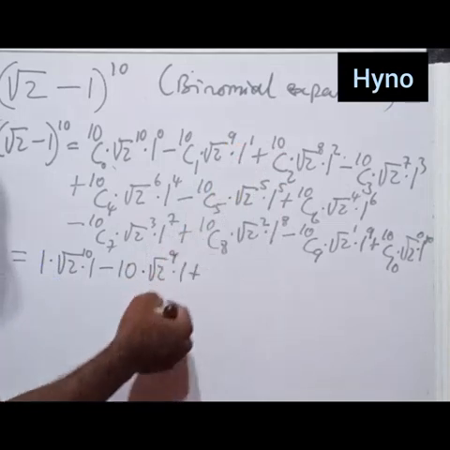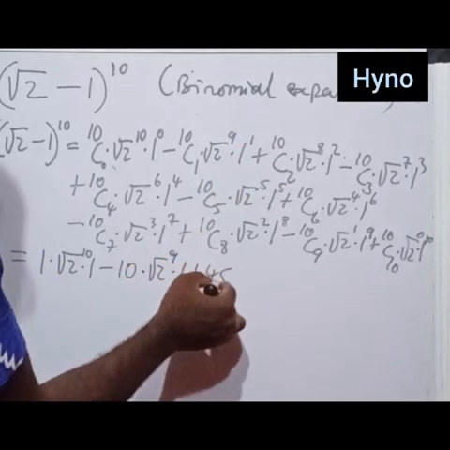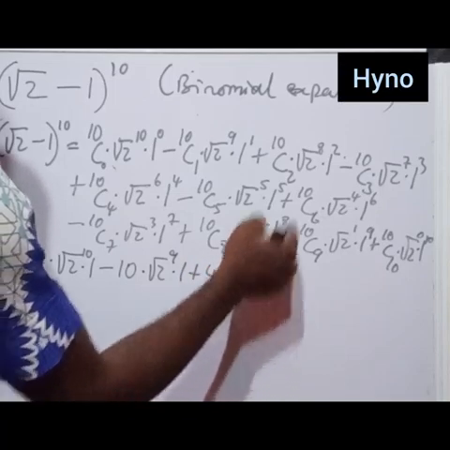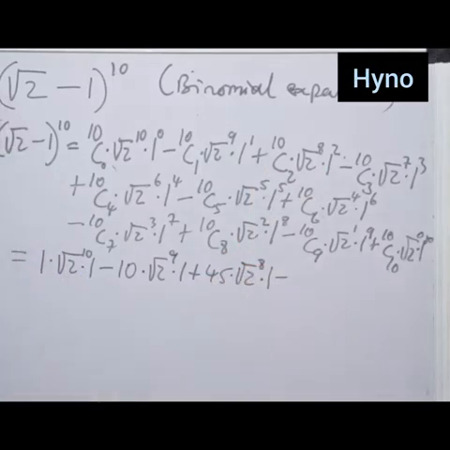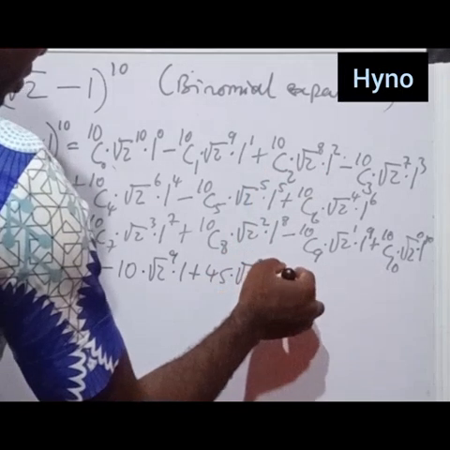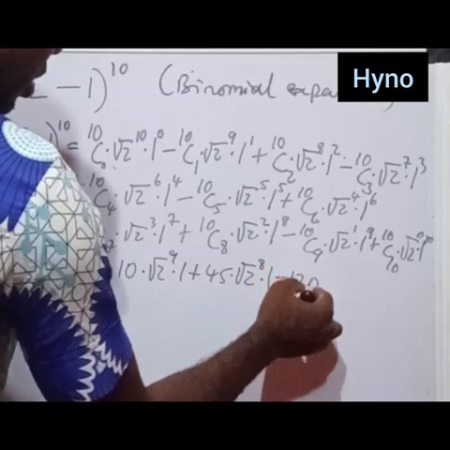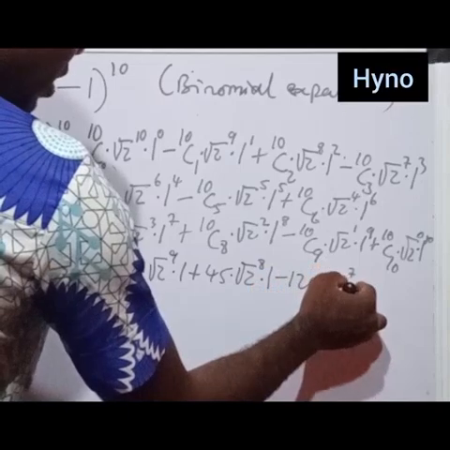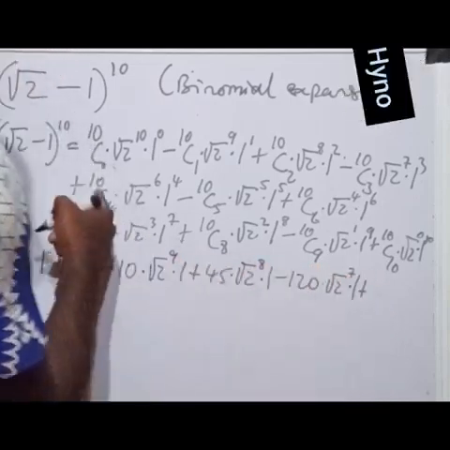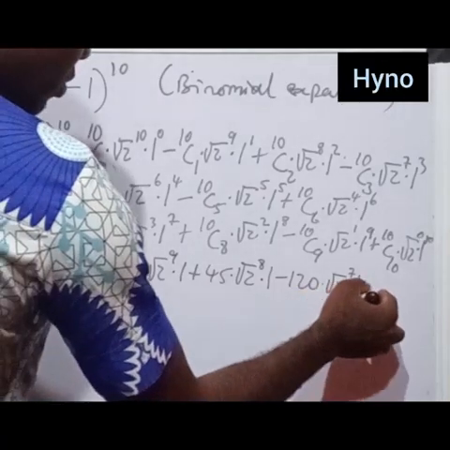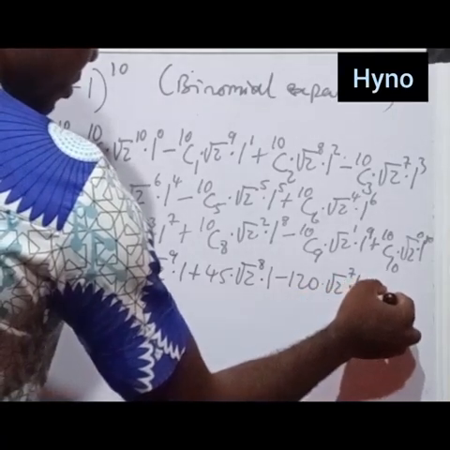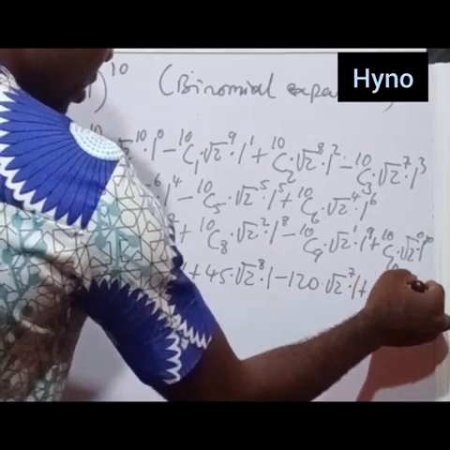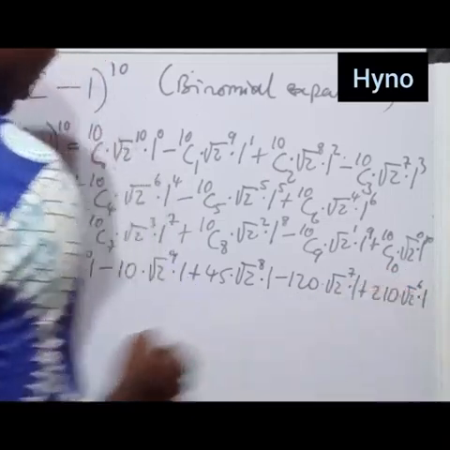Plus 10 combination 2 will give you 45 if you check in your calculator, times root 2 raised to the power 8 times 1 raised to the power 2 is still 1. Then minus 10 combination 3 will give you 120 times root 2 raised to the power 7, 1 raised to the power 3 is still 1. Plus 10 combination 4, it's going to give us 210 times root 2 raised to the power 6 times 1 raised to the power anything is still 1.